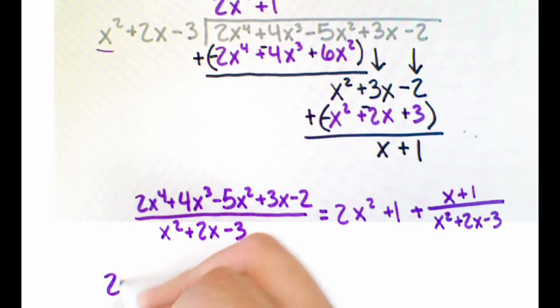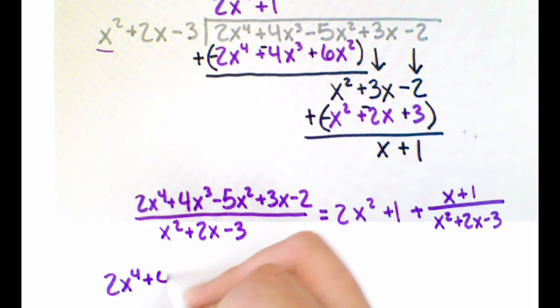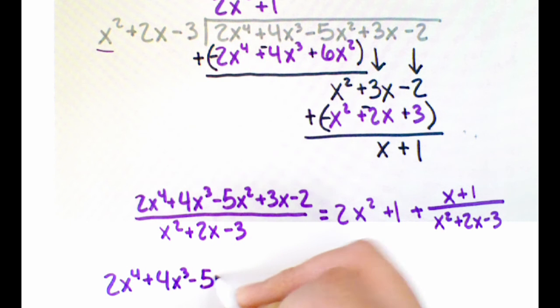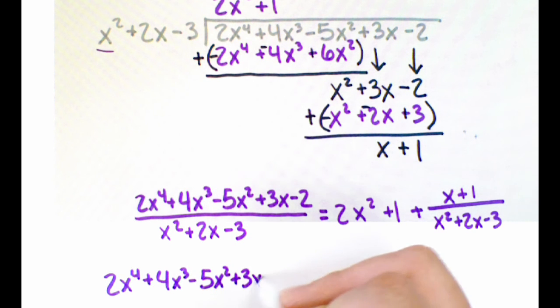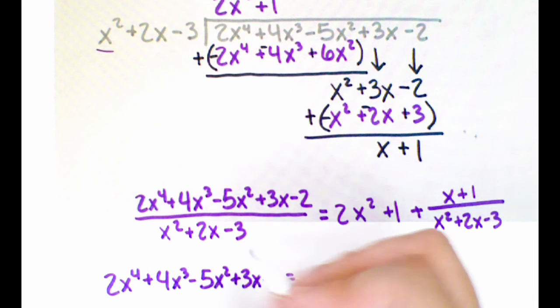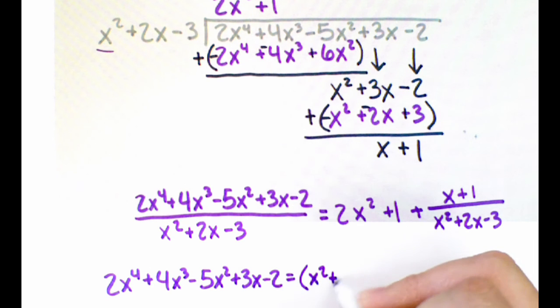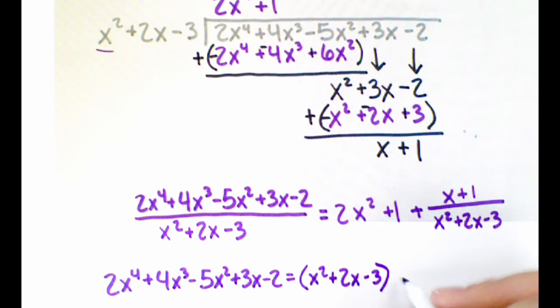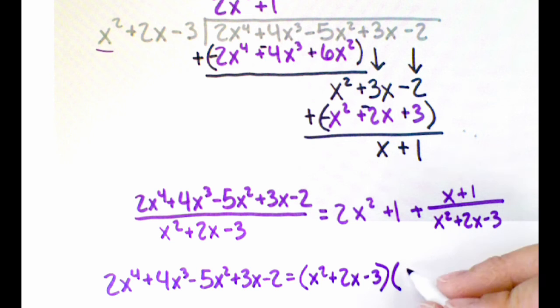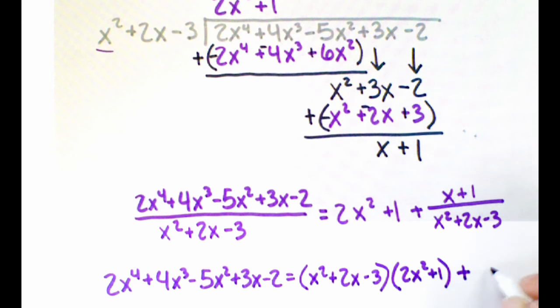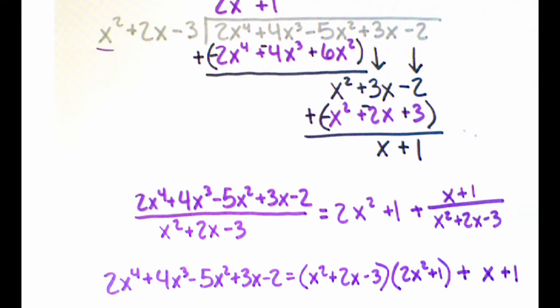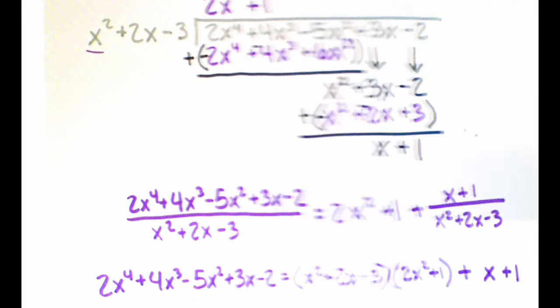I can also write this as my original function equals what I divided by, my x squared plus 2x minus 3, times my quotient, 2x squared plus 1, plus the remainder of x plus 1. Basically says I could multiply those out, but then I got a little more I got to add on.